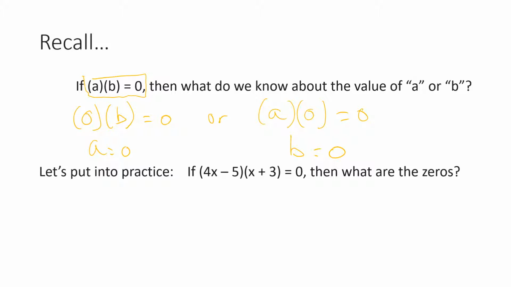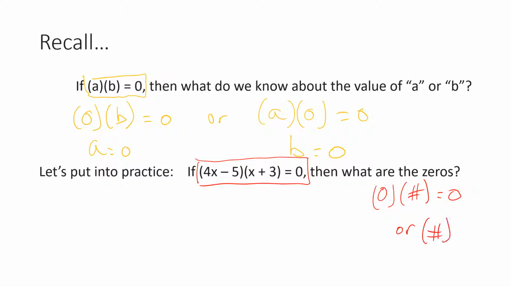With that being said, let's look at this expression. We have the quantity 4x minus 5 times the quantity x plus 3 equals 0. Well, that will only be true when we have 0 times some number, which will equal 0, or when we have some number times 0, which will also equal 0. So the question is, what would make 4x minus 5 equal 0? Or what will make x plus 3 equal 0?